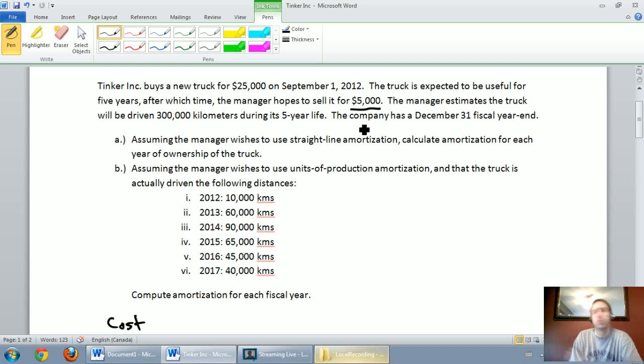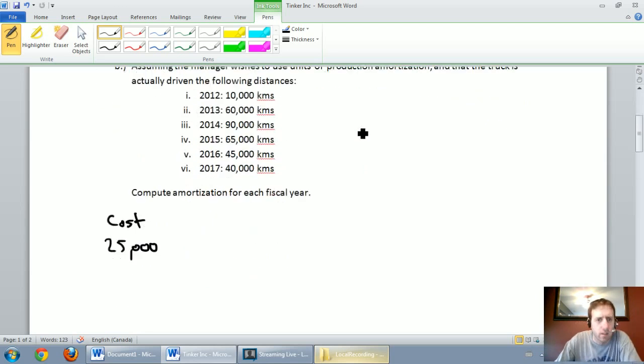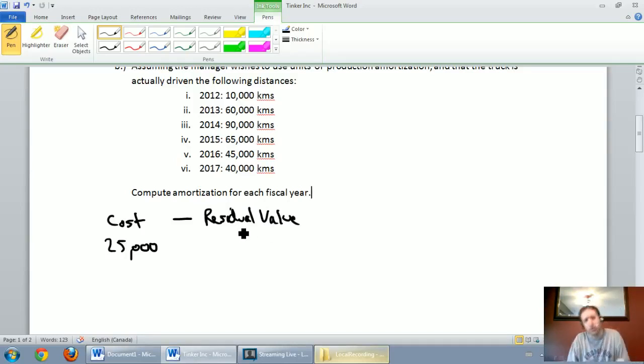Now, we don't call that the trade-in value or the resale value in accounting. There's a technical term for that. We call it the residual value, and that's our residual value here. So our cost was $25,000. Our residual value of our asset. By the way, if you just Google the word residual, I think it means leftover. So our leftover value when we're done with the asset is $5,000.